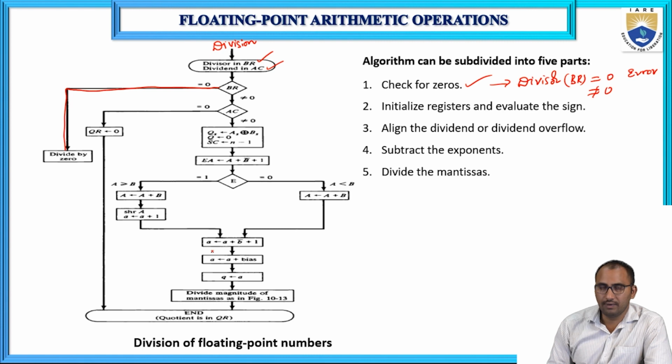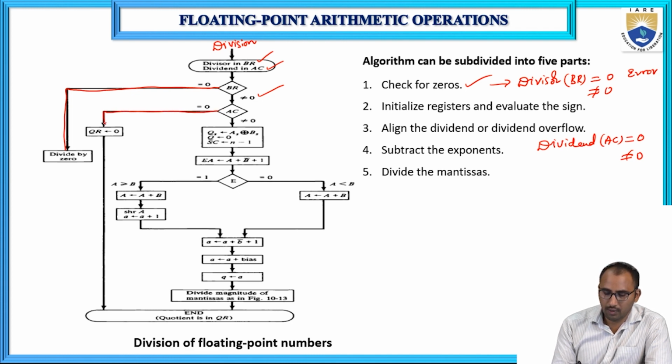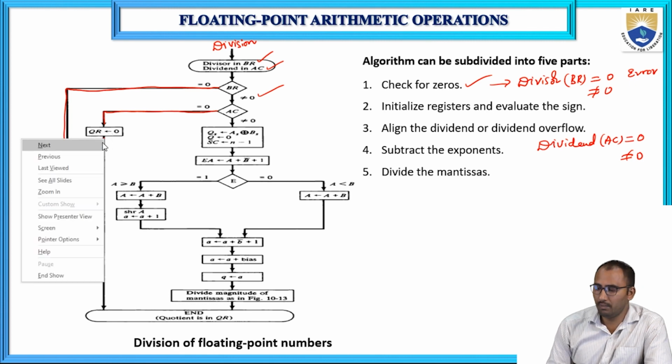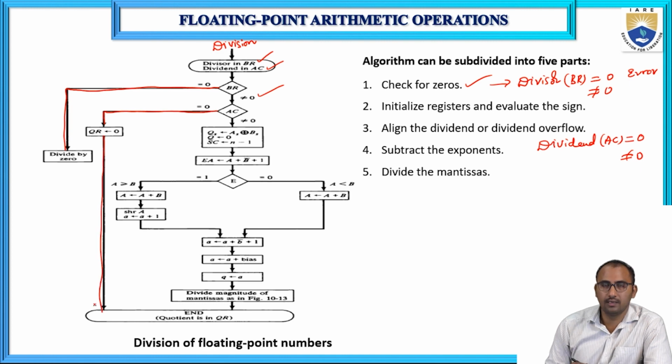Suppose the divisor is not equal to 0, then we check the dividend. The dividend is stored in the accumulator register. We check whether the dividend is equal to 0 or not. If the dividend is 0, then 0 will be loaded into the quotient, and then the operation will be terminated.